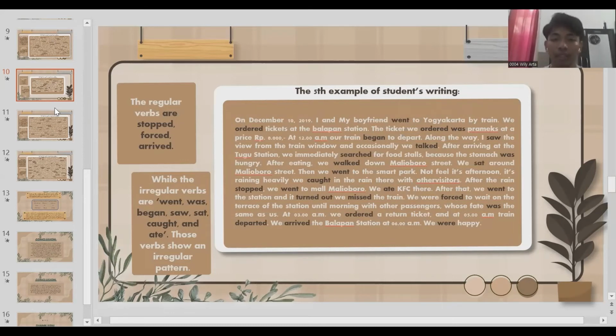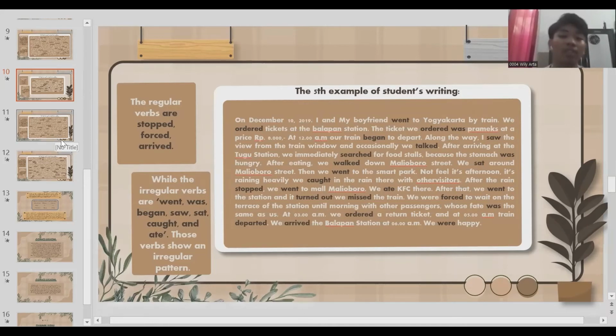For example, verb 1 is plan, so verb 2 changes to planned. The verb 1 is stop, then changed to verb 2 stopped. Some verbs also follow the spelling rule that a word ending in e is added by d. For example, verb 1 is force, changed to verb 2 forced, and verb 1 is arrive, then changed to verb 2 arrived.